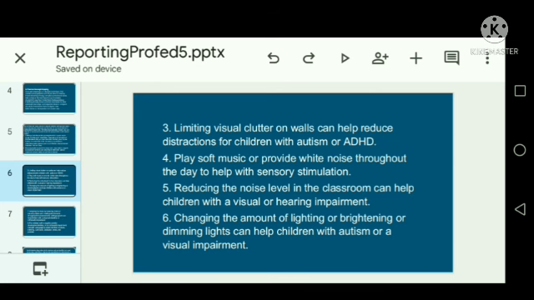And number six, changing the amount of lighting or brightening or dimming light can help children with autism or visual impairment. So basically daghan gid kayo nga pwede no nga i-consider nato is because dili lang as a teacher dili lang ka mag-focus sa usa ka estudyante or ang bata nga naay disabilities, but you need also to consider no different kind of children nga naay special needs.